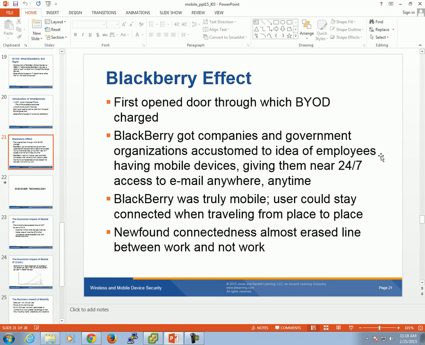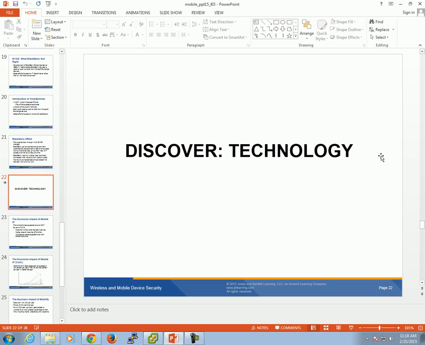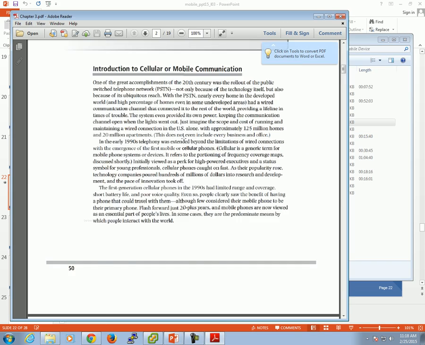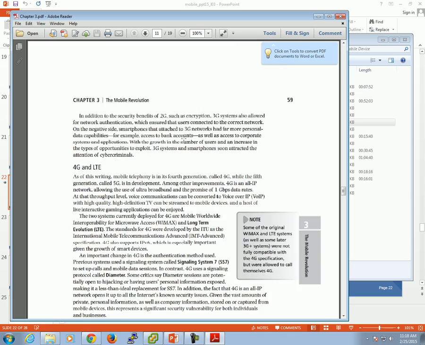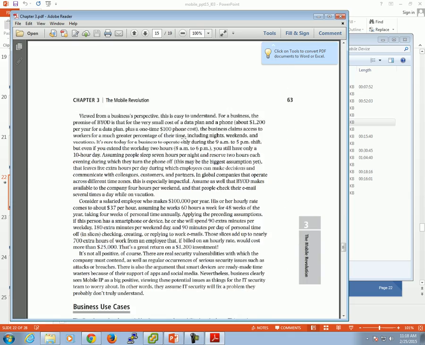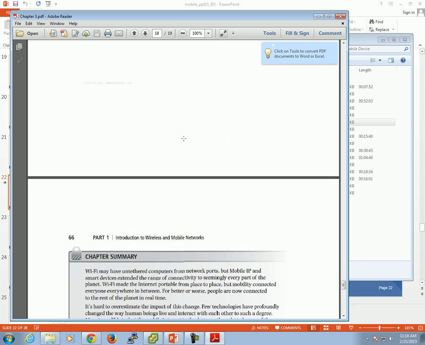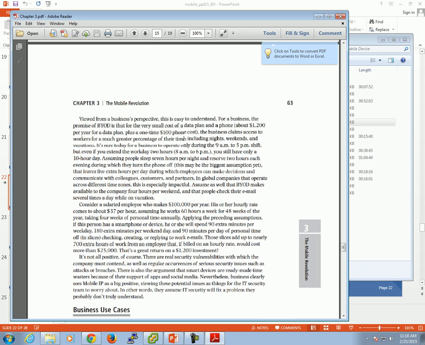So it says the newfound connectedness also erases lines between work and not work. So now you can get people to do work at home without paying them for it. And I don't know if the slides go into it. Actually, let me bring up the book real quick. There's a number in here I want you to see. It's near the end of the chapter. Let me find it. Oh, is this the one? No, that wasn't it. Hold on. Where's it at?